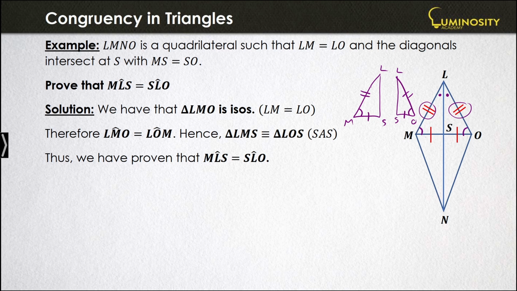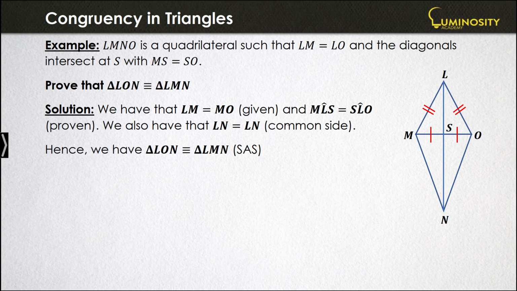So what we have are two common sides that are equal and an angle included between them that is equal. So by side angle side, we can conclude that those two triangles in that order are congruent to each other. So by congruency, that means that angle MLS, in that order, so this angle here, must equal this angle SLO, which is this angle here. So therefore, we've shown that that is the case, by using congruency.